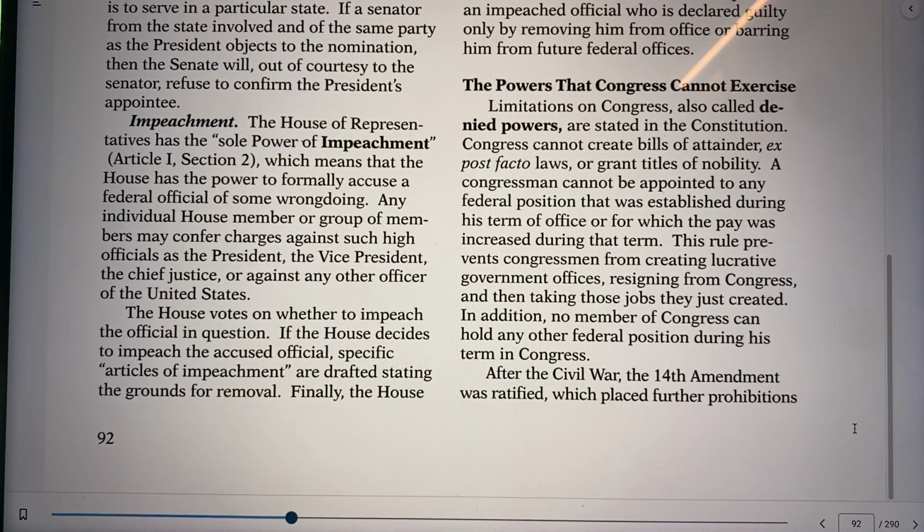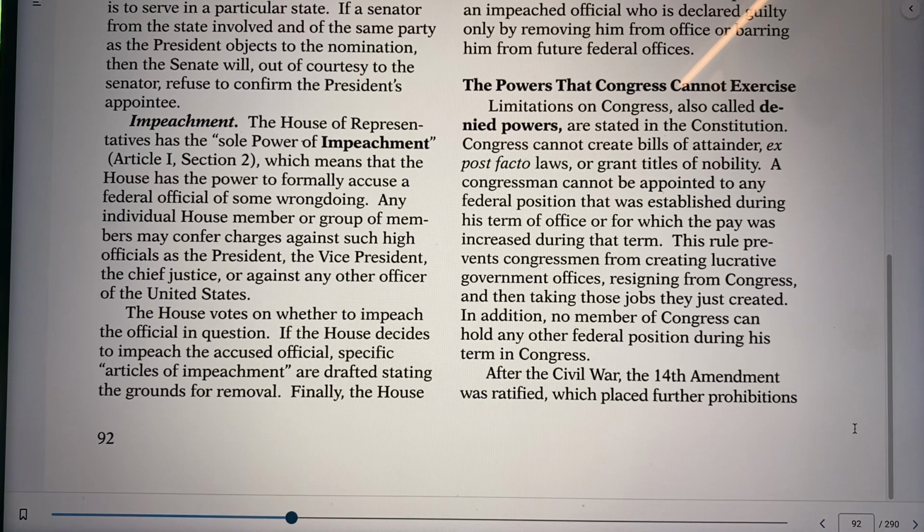So then let's go over the denied powers. There are powers that Congress cannot do. These are denied powers, and these are stated in the Constitution too. We're going to go over these quickly, but you can look these up. Congress cannot create bills of attainder or ex post facto laws or grant titles of nobility. So we're going to go over those.